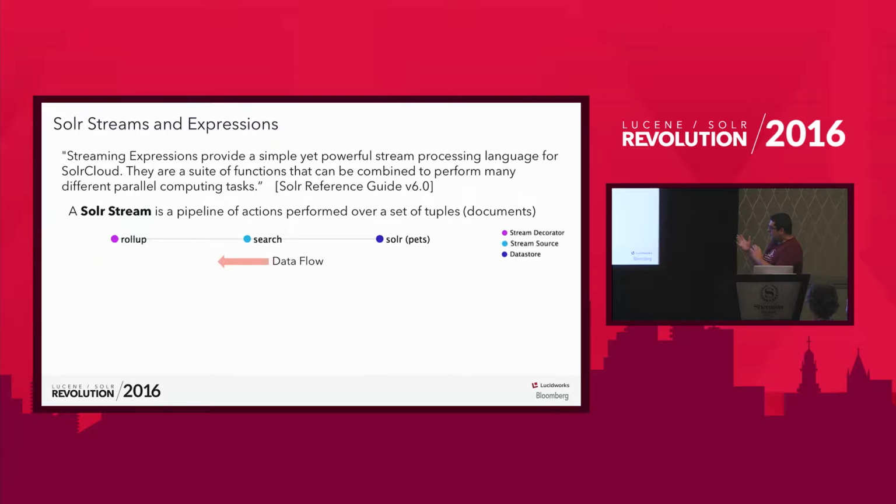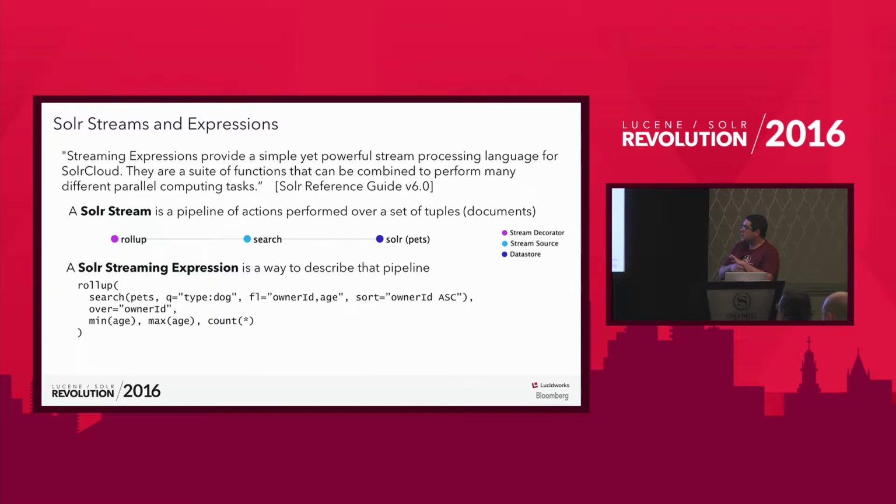So when we're looking at this diagram here, which I clipped from the admin page, because on the admin page you can execute streams and view their structure. The data starts on the right-hand side where you have the data store, which is just a Solr collection called pets in this example. And then you execute a source stream, which is the search stream. And then you have a stream decorator doing a rollup. And rollup is just really a group by in the database world. But the data flows from right to left.